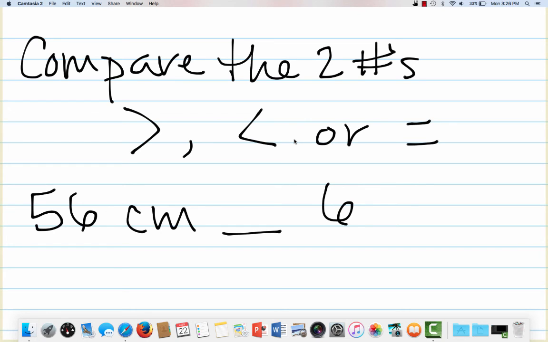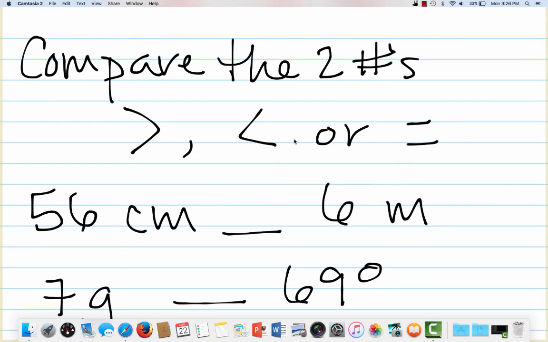The second one I want you to try is 7 grams, and I want you to see how it compares to 698 milligrams. See what is the same, what is greater than, less than, whichever the one may be.